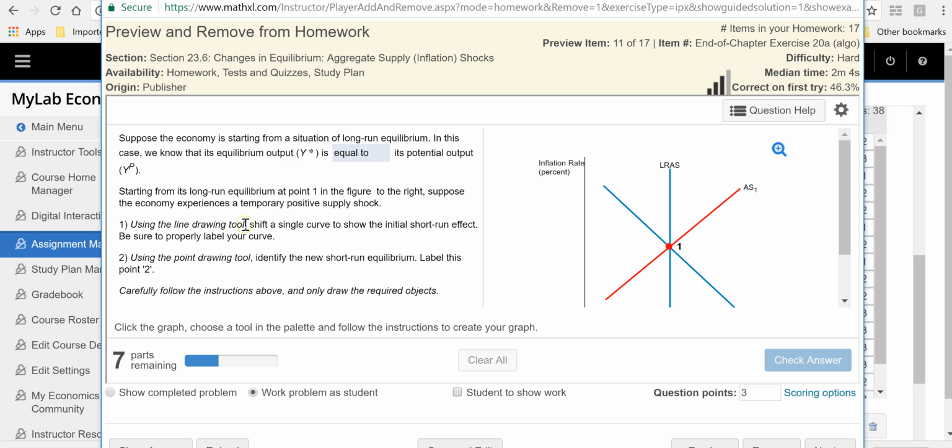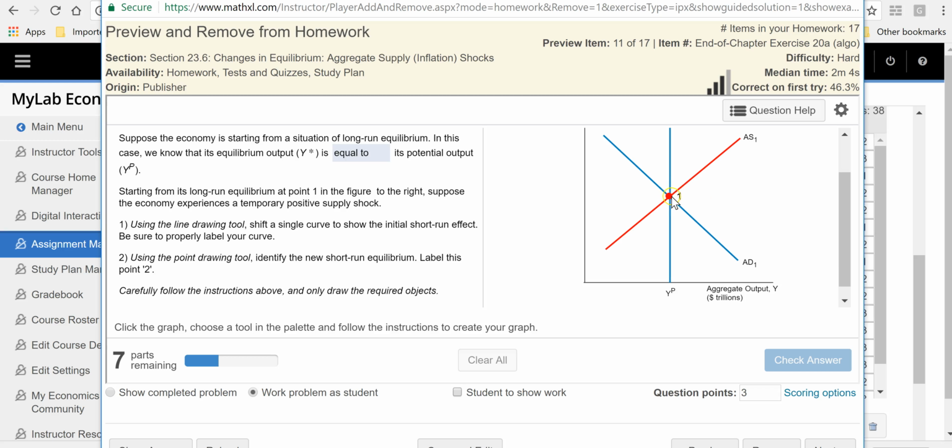Let's go on. Starting from its long-run equilibrium at point 1 in the figure to the right. So this is the point 1, the long-run equilibrium. Suppose the economy experiences a temporary positive supply shock. Positive supply shock. So that means the supply curve, which is upward sloping here, should shift to the right and shift down and to the right.